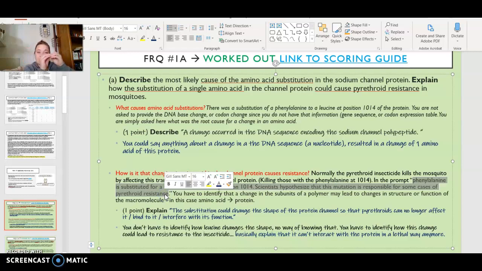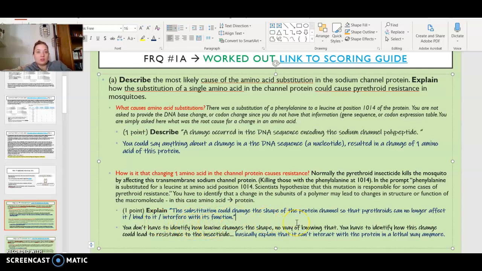So you have to connect the change in the monomer and how it has affected the polymer. I've changed an amino acid, it's changed the shape or function of that protein, and now it has led to a change in, what is it called, survivability of the organism. Their statement is the substitution could change the shape of the protein channel so that the insecticides can no longer bind to it, affect it, or interfere with its function.